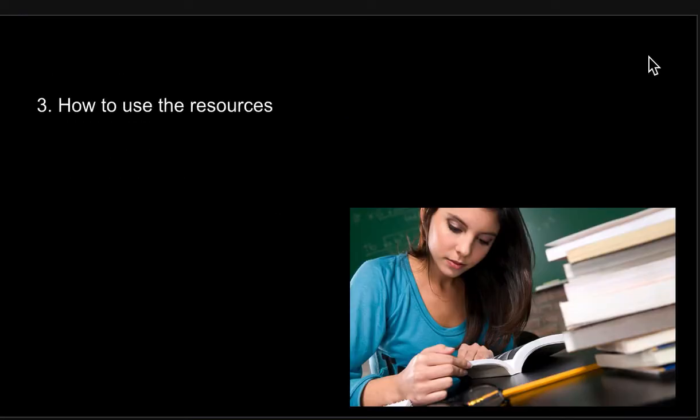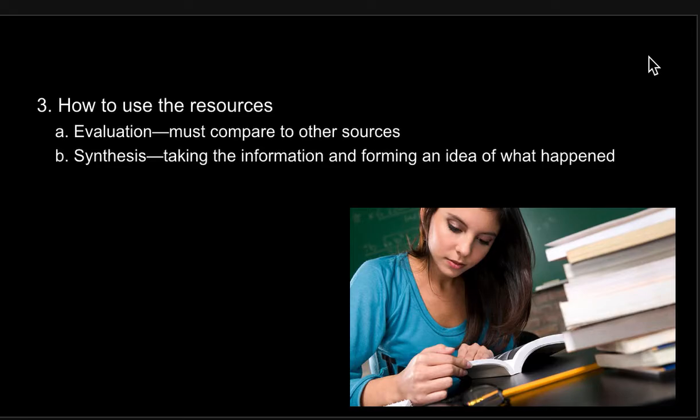So how do we use those resources when we do find either primary or secondary resources? First of all, we need to evaluate. It's so critical that we compare to other sources. You can't just use one single source and assume that that is going to be the full truth. You need to compare to other things around it. Then you need to synthesize.